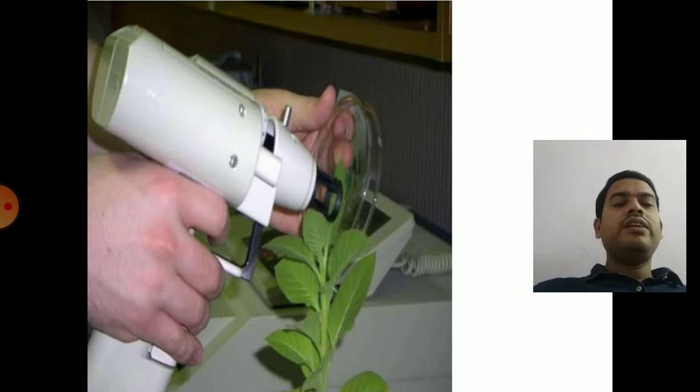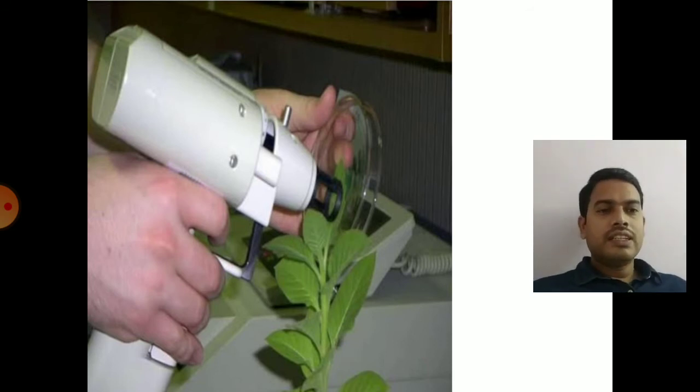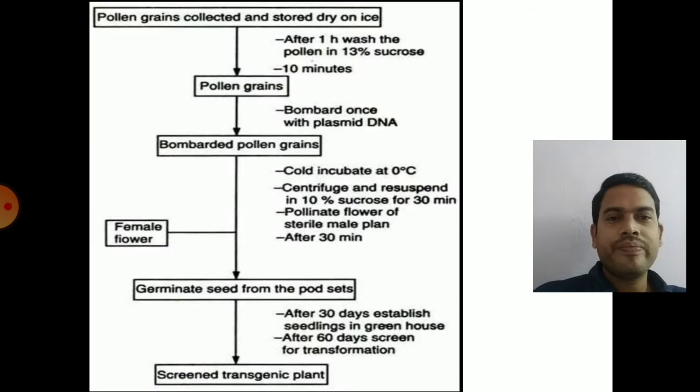So this is a gene gun from Biorad, where it is loaded with gold particles coated with your transgene, and now the gene gun is triggered directly onto the leaves, where your transgene will be introduced into the chloroplast or the genome of the plant where it is expressed. So this is how you introduce your transgene by the biolistics or gene gun method.